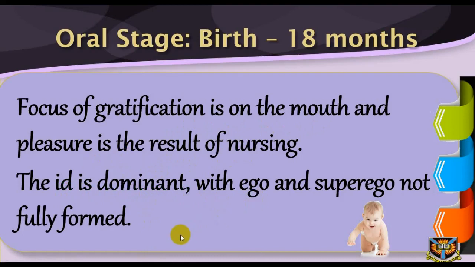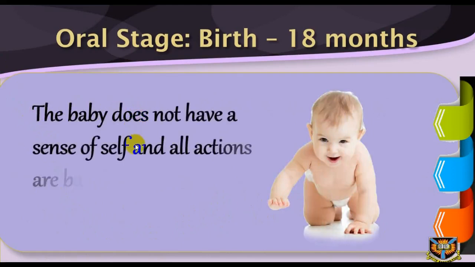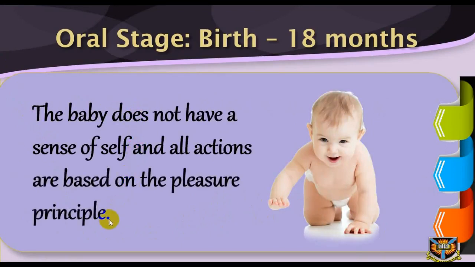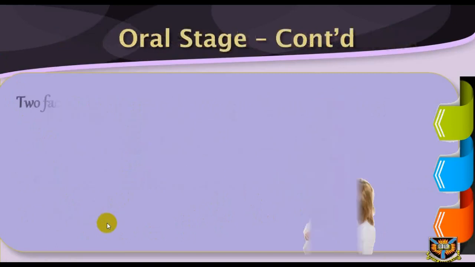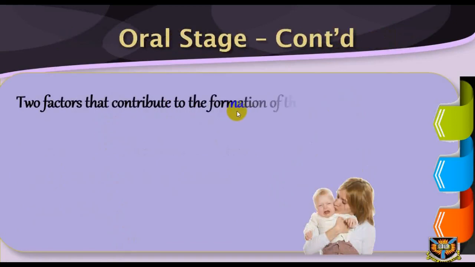In this stage, the id is dominant, since neither the ego nor the superego is yet fully formed. Thus, the baby does not have a sense of self, and all actions are based on the pleasure principle. The ego, however, is under formation during the first stage. There are two factors that contribute to the formation of the ego.